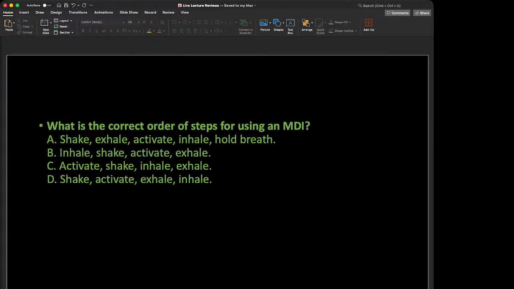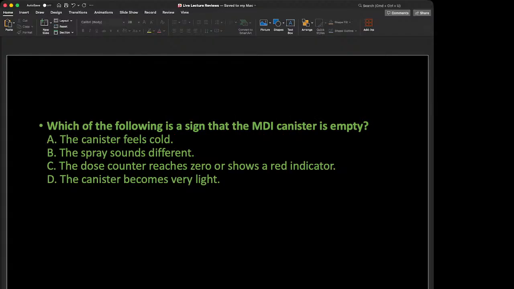And then what is the correct order of steps for using an MDI? So you can take a look at this. And then which of the following is a sign that the MDI canister is empty? Obviously, when you see the red indicator, the dose counter reaches 0.